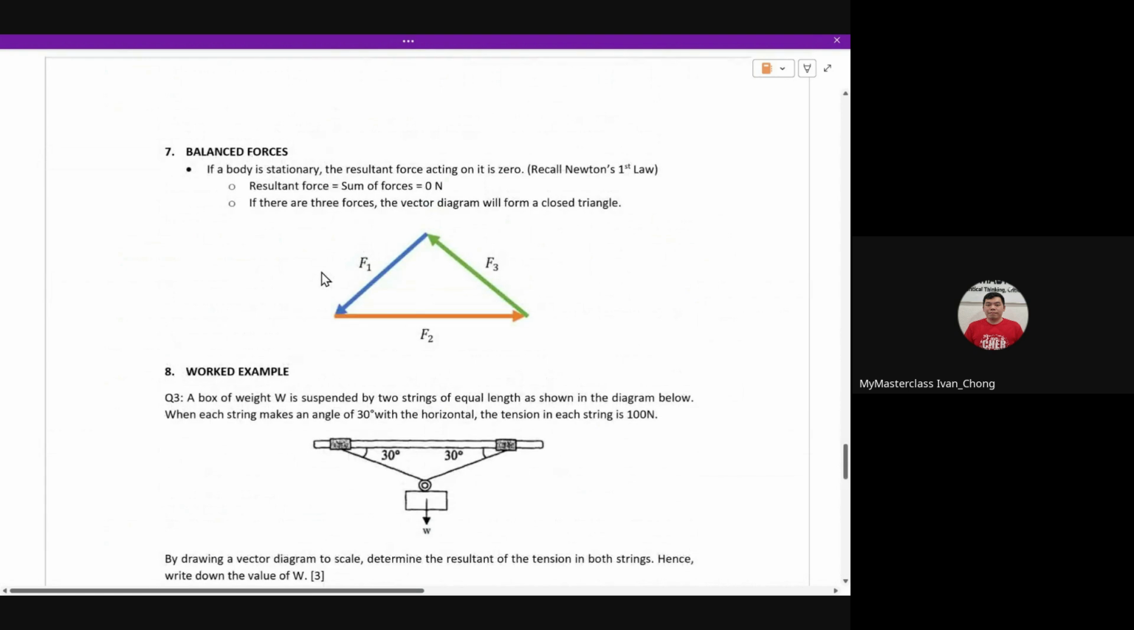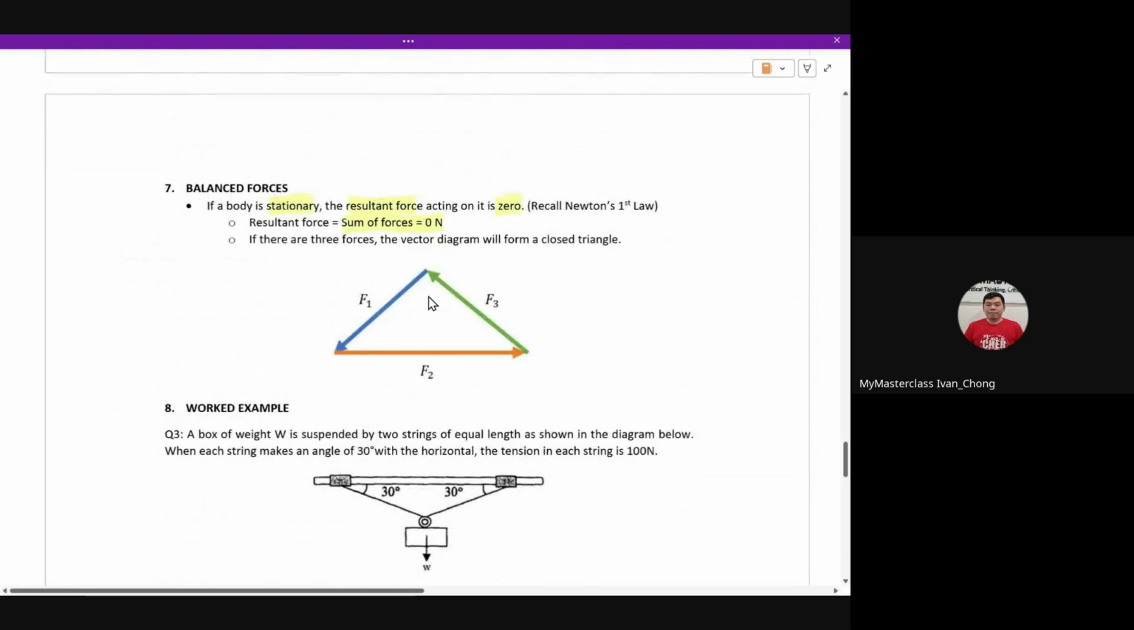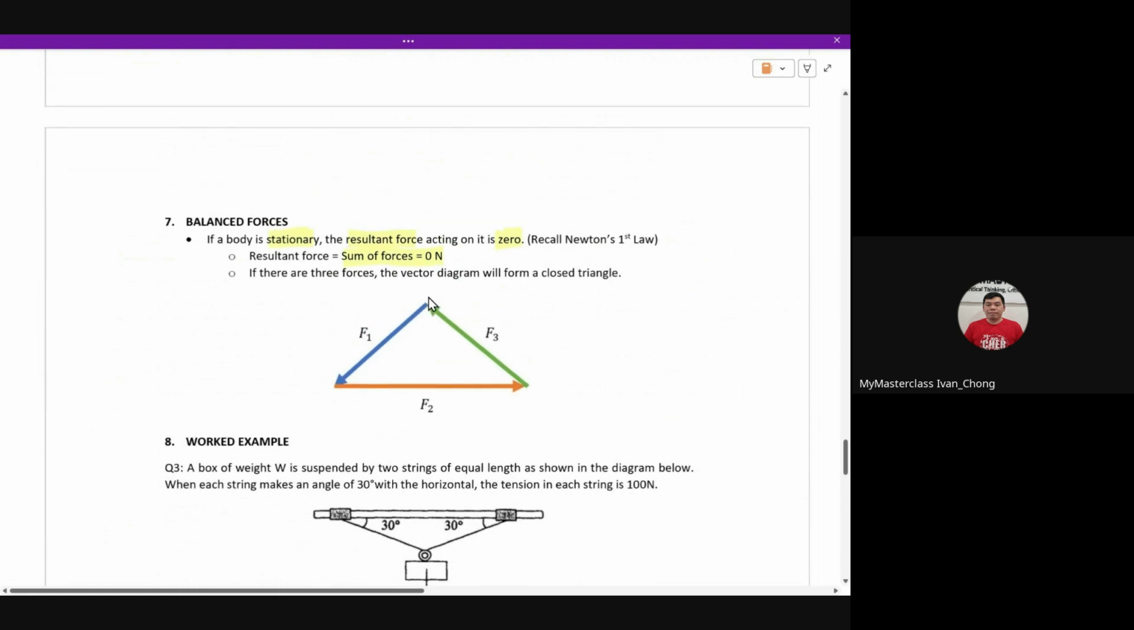Okay, so from this part on, now, keywords. If you know it's stationary, resultant force must be 0, okay? So if resultant force is 0, your sum of forces is 0, correct? So now, if we take a look at this tree, they are all vectors. There's no resultant right here, okay?